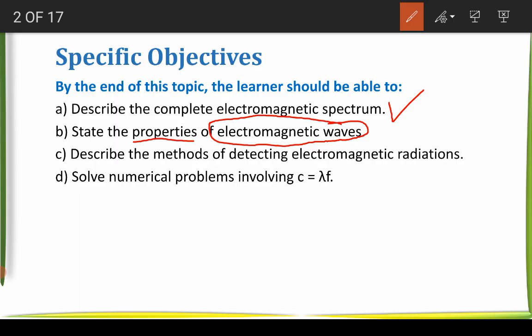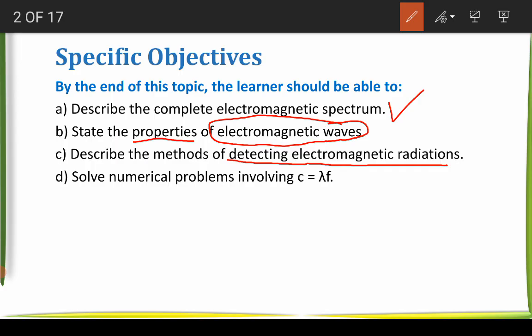You should be able to describe the complete electromagnetic spectrum, state the properties of the components of the spectrum, which are called electromagnetic waves, describe the methods of detecting electromagnetic radiations, where the electromagnetic radiations are present, how can you detect their presence? So discuss that. And last but not least, you are also expected to use what is called the wave equation.